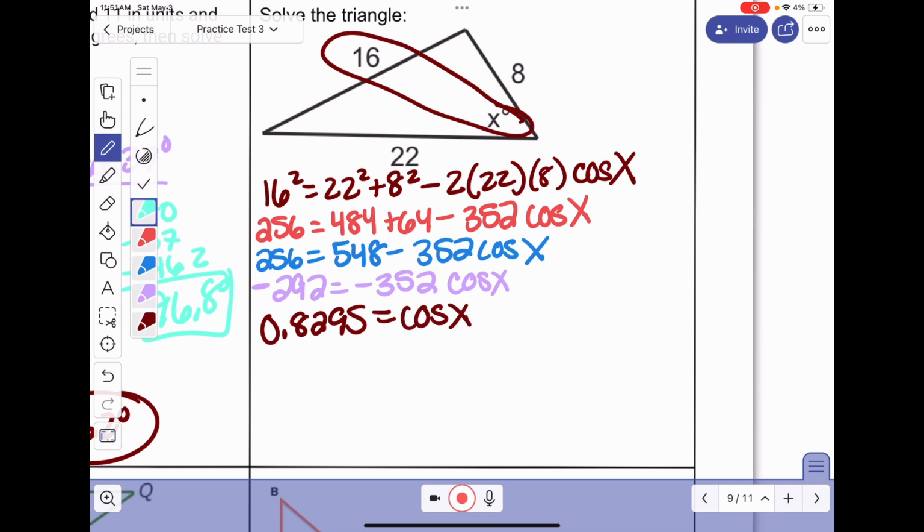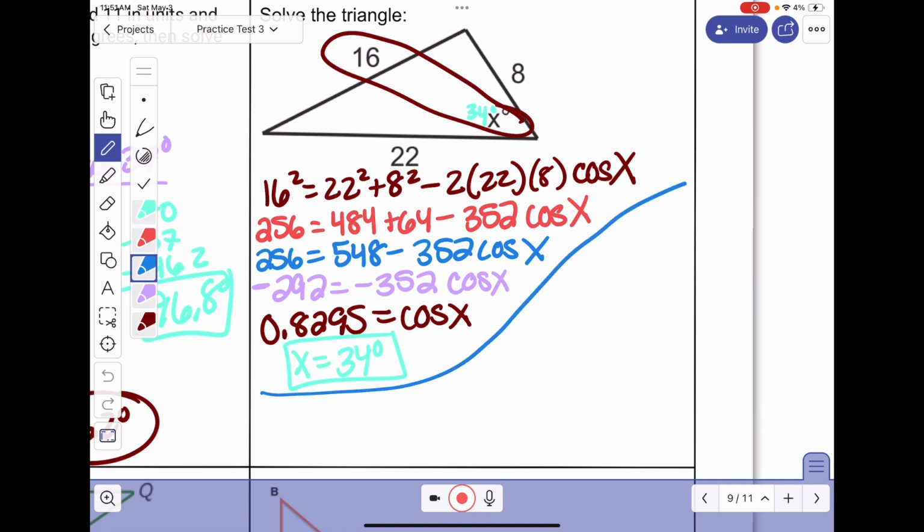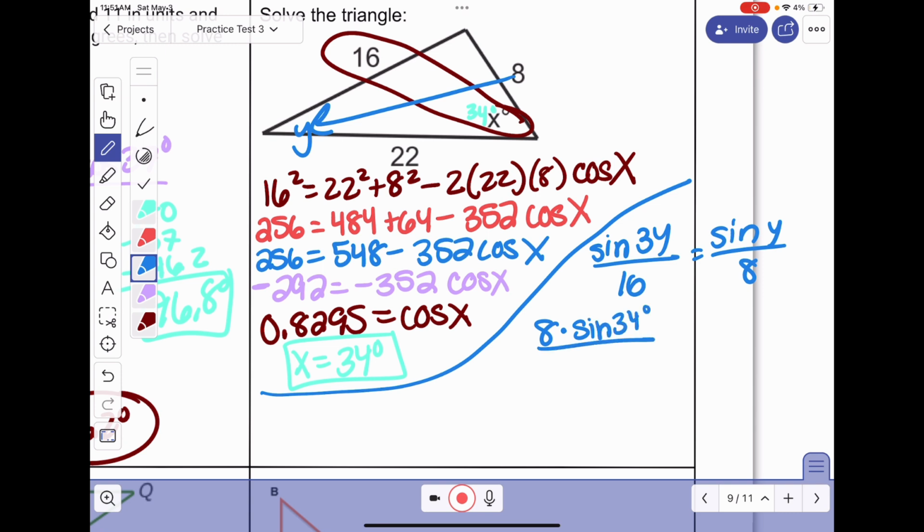Now I do inverse cosine. So second cosine, 0.8295, and I get that x equals 34 degrees. Now I can do law of sines. So again, let's start with our smaller angle first. So let's say sine of 34 over 16. We're going to do the smaller one first. So sine of y over 8. Cross multiply. 8 times sine 34 divided by 16 equals sine of y.